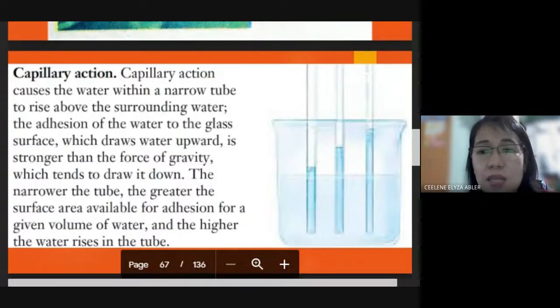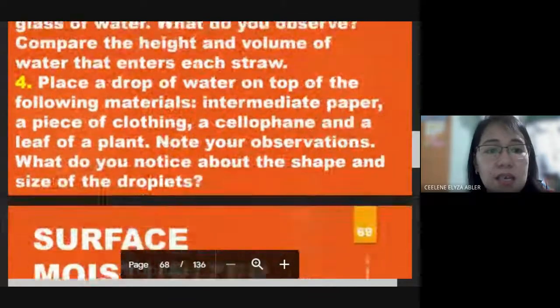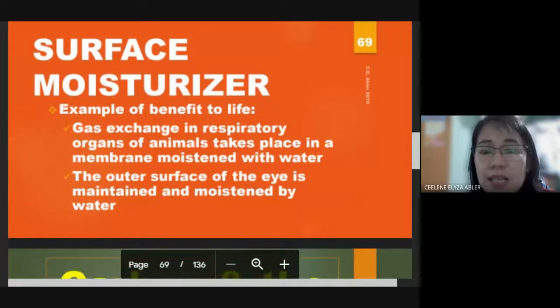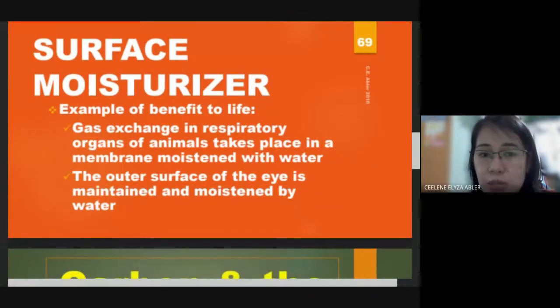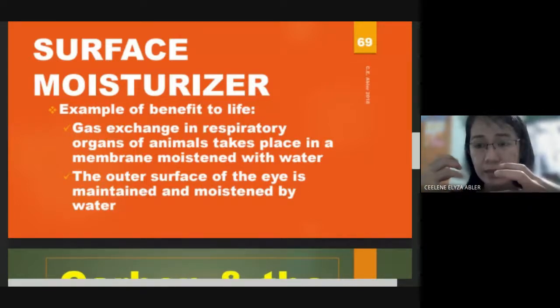Capillary action is actually made possible by hydrogen bonding, manifested by the properties of your adhesion and cohesion. Okay. So the next one is we have your surface moisturizer. Aside from lubricant, water is used as a moisturizer. The most evident place is in your capillaries.